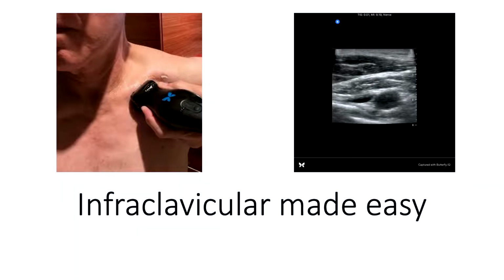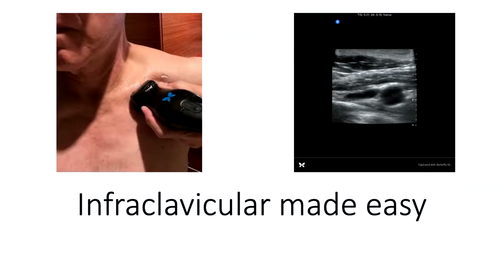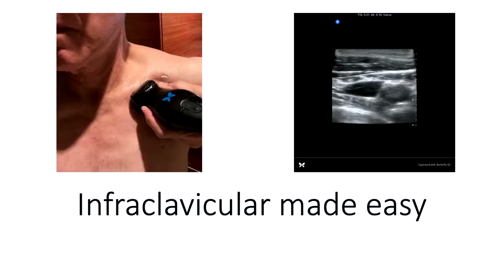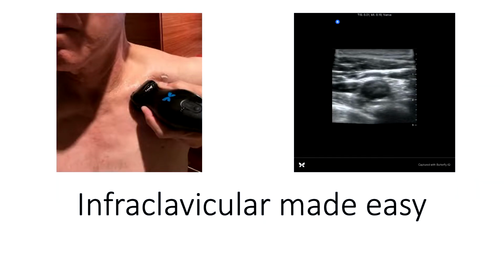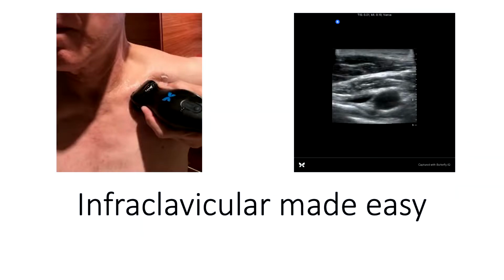So here you see the video. I hope the video is showing here. It's moving. Okay, so I'm doing it on myself there with a Butterfly iQ. There is the vein, the axillary vein, the axillary artery, and if I keep going lateral, this is pec major here, and there is the package of nerves. You see how easy it is to get that image. It would be an infra made easy.